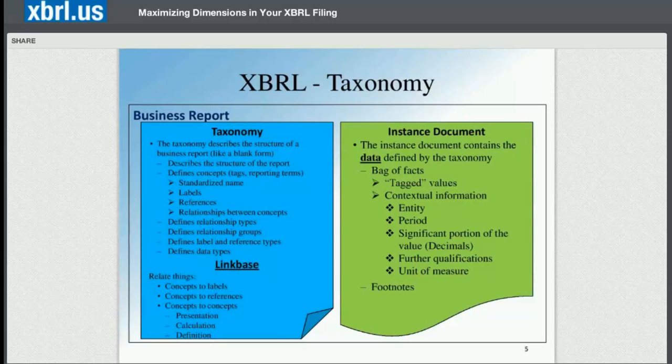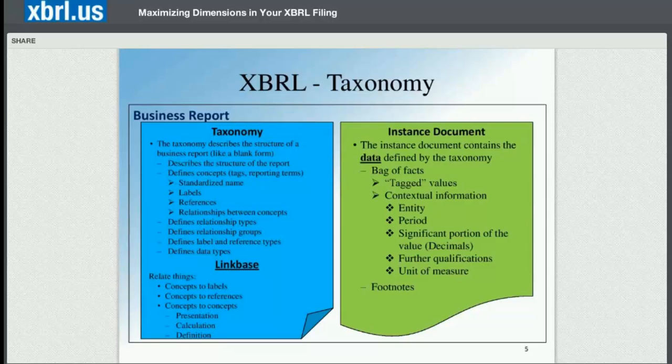And the instance document, you can see, is the bag of facts. Now we are going to talk about dimensions, and the dimensions that we use in the US GAAP taxonomy consist of explicit dimensions. That means that the dimensions exist and are defined in your taxonomy, in your structure. So the members that you define there are in the structure. They are called explicit dimensions, and they explicitly provide information on the facts to which they are related.